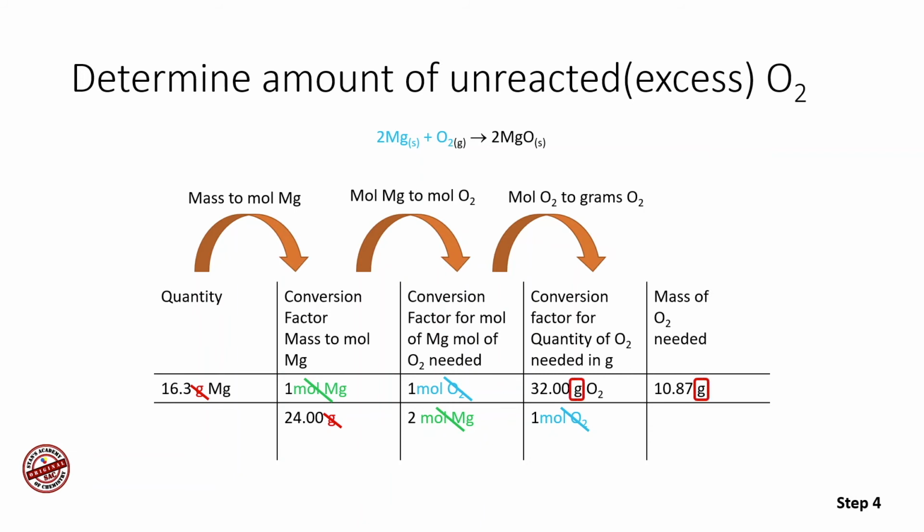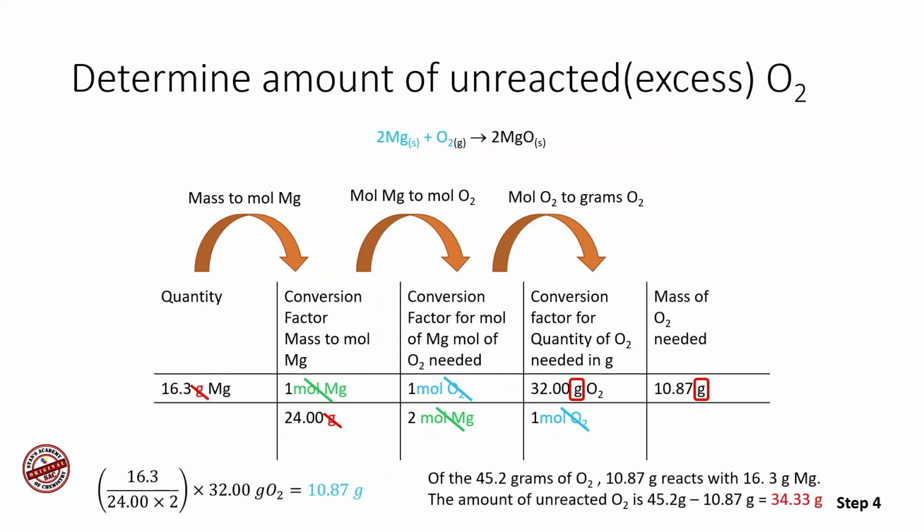And the final answer is expressed in grams. Let's rewrite it. 16.3 divided by 24, again divided by 2 times 32 is equal to 10.87 grams. This is the amount of oxygen that actually reacted with 16.3 grams of magnesium. So if you want to find out the amount of unreacted oxygen, you have to subtract this number from the amount of oxygen you started with.